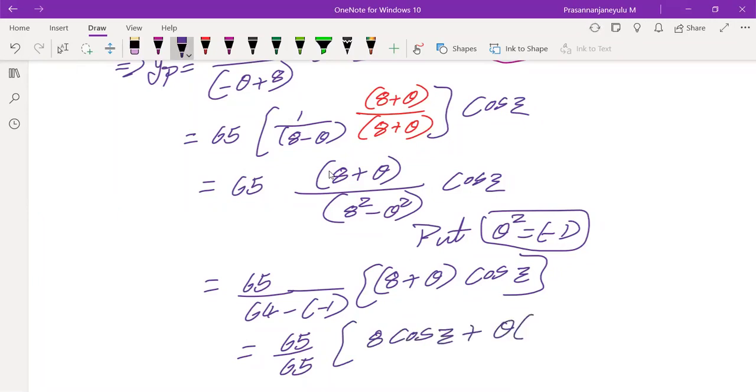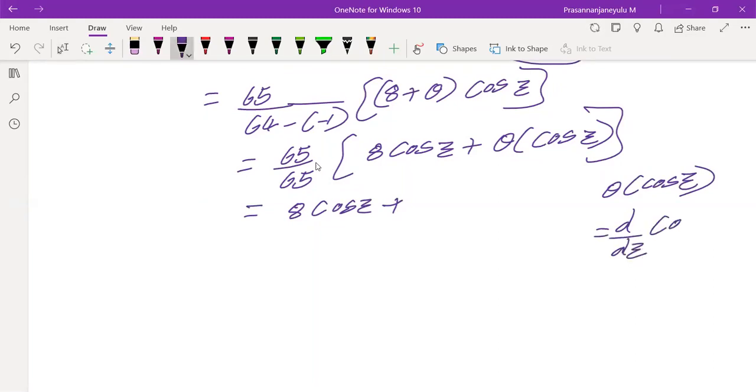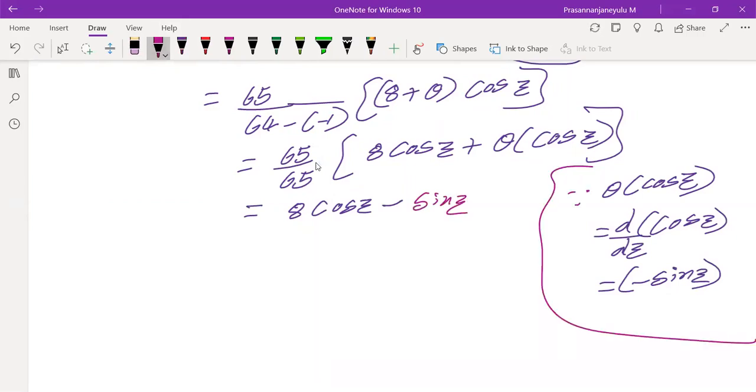What is theta? Wherever we substituted theta equals d by dz, you keep it as theta only. I am writing theta of cos z in the rough work. Theta is nothing but d by dz. d by dz of cos z is minus sin z. So with this, we get here 8 cos z minus sin z. This is our yp, equation number 5.